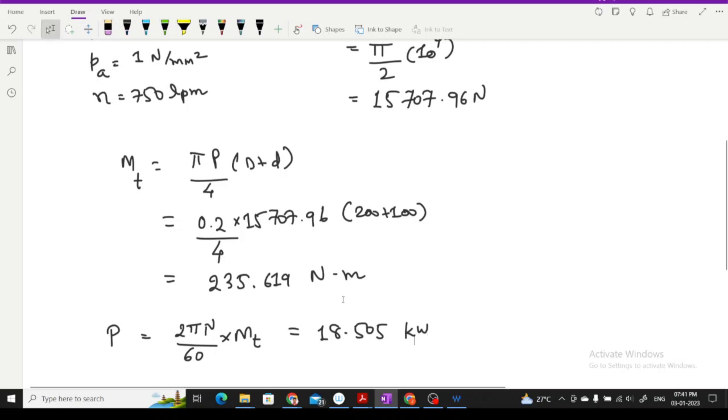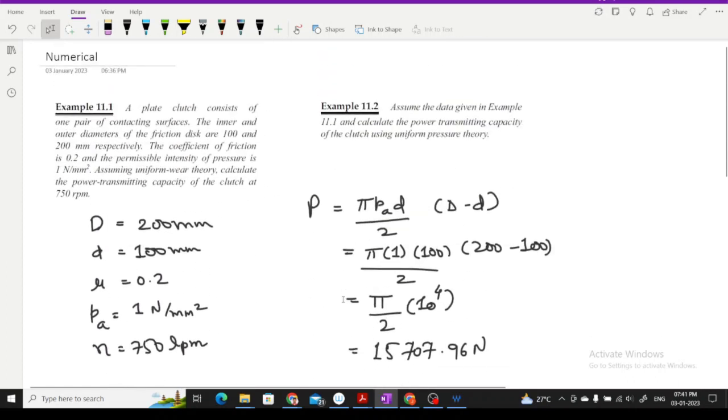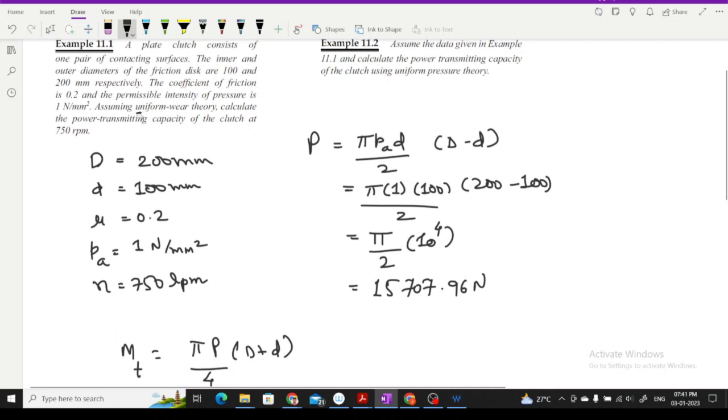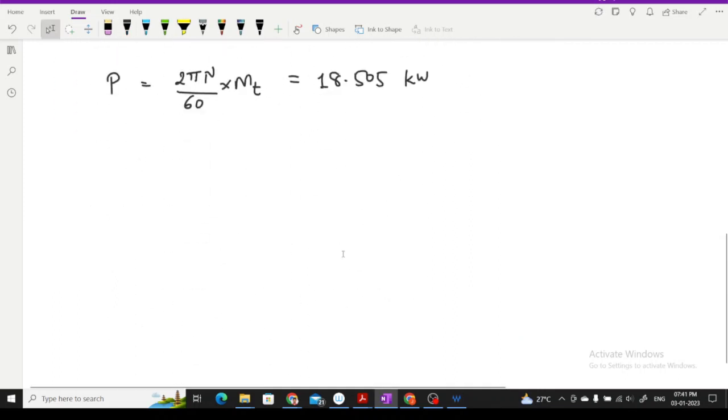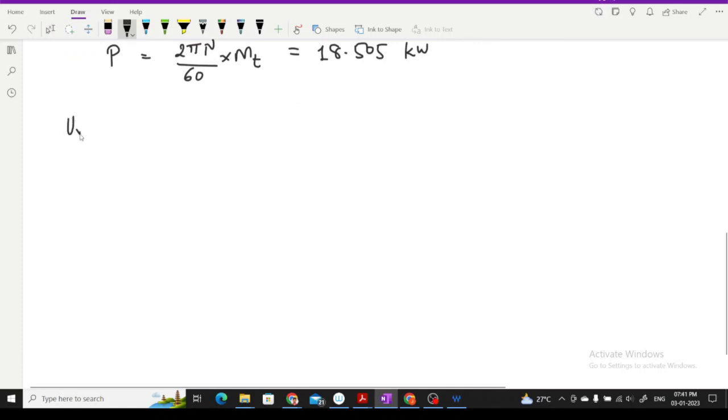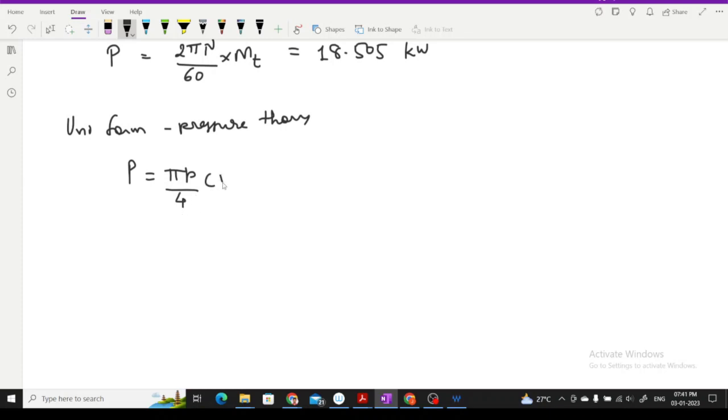Okay, so once you have this, now we can go for uniform pressure theory. This was for uniform wear theory, right? As you can see here. Now for uniform pressure theory, you will have your formula with D cube minus d cube. So it is mu is 0.2, right? So this way.